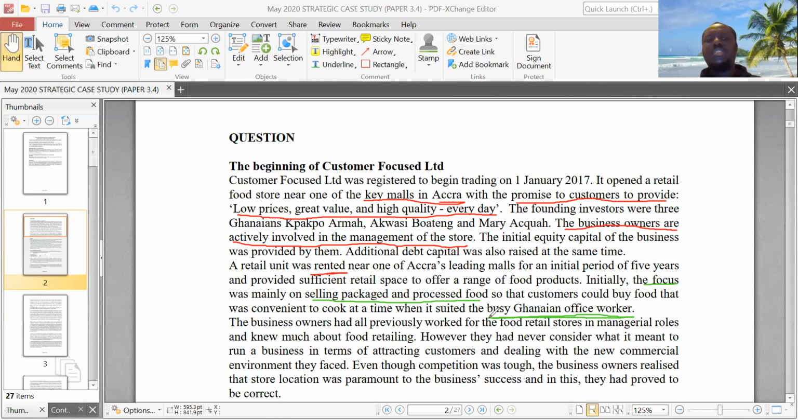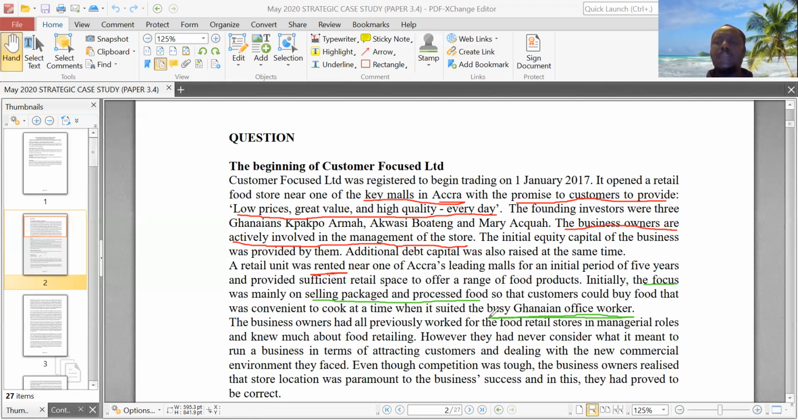Now, one of the things I need to mention is that when you are going through the pre-seen material, there are certain models that you need to keep in mind or have at the back of your mind. Number one is SWOT analysis. As you go through the pre-seen material, you would see strengths, weaknesses, opportunities, and threats. Please note them down. So one of the strengths we are seeing here is that Customer Focus Limited has a good location.